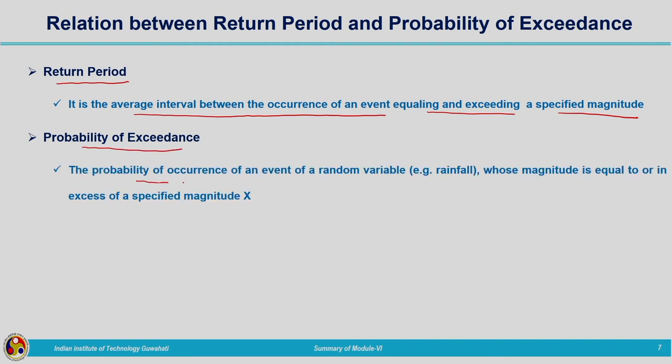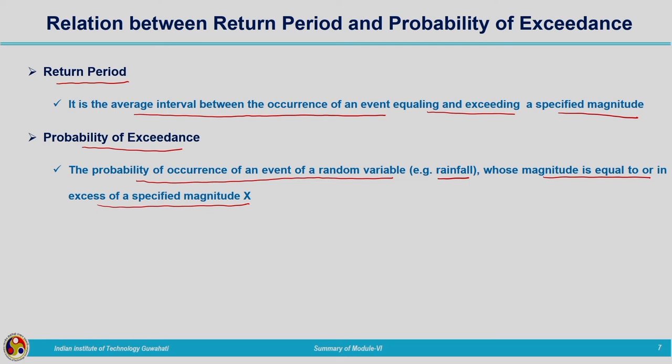The corresponding probability is expressed in terms of probability of exceedance. It is the probability of occurrence of an event of a random variable, and we have considered the case of rainfall and streamflow, whose magnitude is equal to or in excess of a specified magnitude x. These two, return period and probability of exceedance, are interrelated to each other.